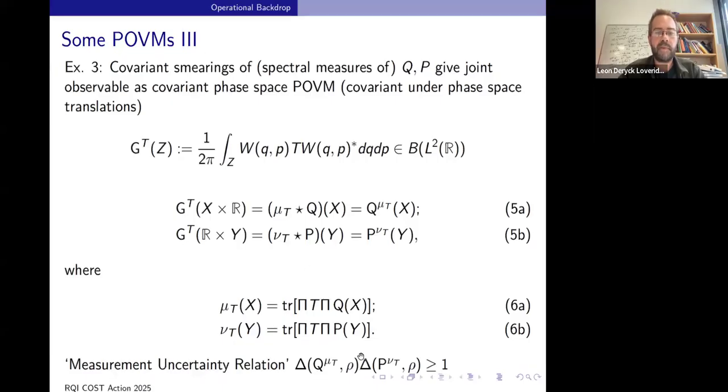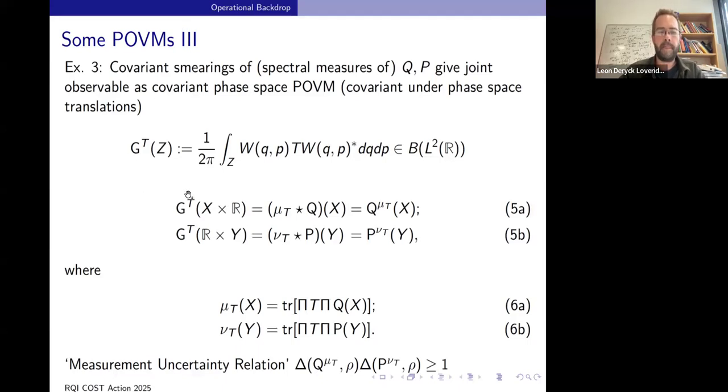Another one: one can take position and momentum and smear them out in a particular way. One can introduce genuine unsharpness through classical noise by just taking convolutions with some measure to build joint observables for unsharp, smeared position and momentum simultaneously. One can always do this by building what's called a covariant phase space observable. So that's G_T. Here, W of Q and P are the standard Weyl operators, T is a state, and one can smear it out in this particular way to build a POVM. There's one for every T. For every state T, we get a covariant observable, and every covariant phase space observable is of this form.